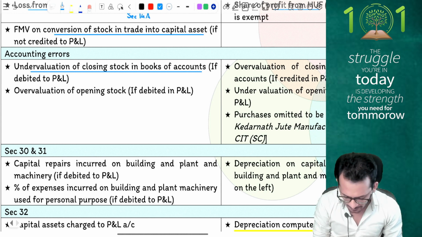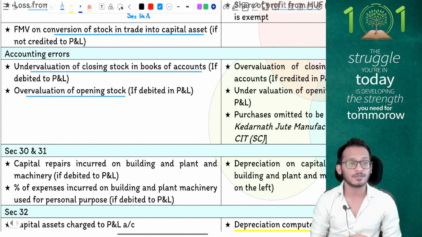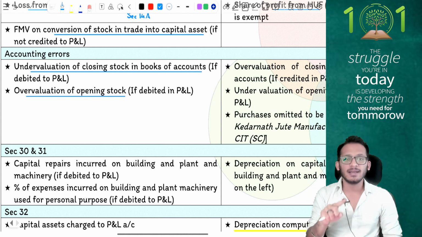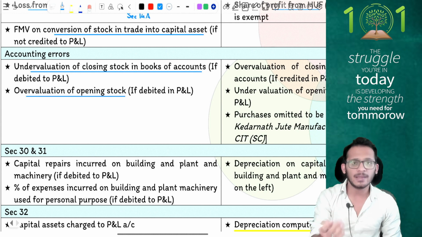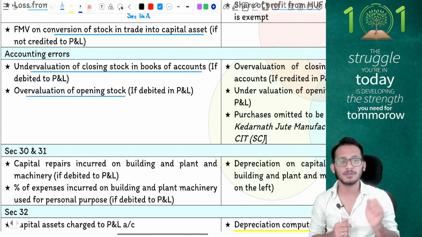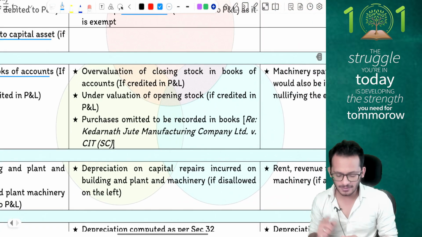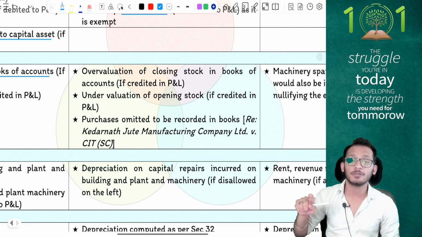So whatever undervaluation I have, I'll add it back. On similar logic, people, if you have any overvaluation of opening stock, it is already an expense. If you're overvaluing it, the expense has increased and therefore the net profit has decreased. Can I do that as an allowance? No. And therefore income tax says whatever overvaluation happens, you can simply disallow. Clear? Great.